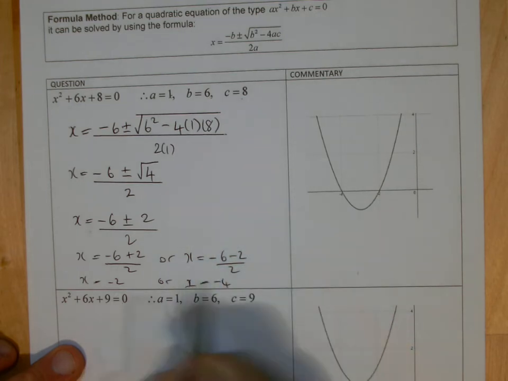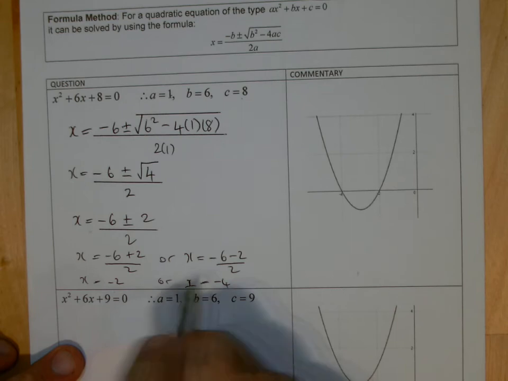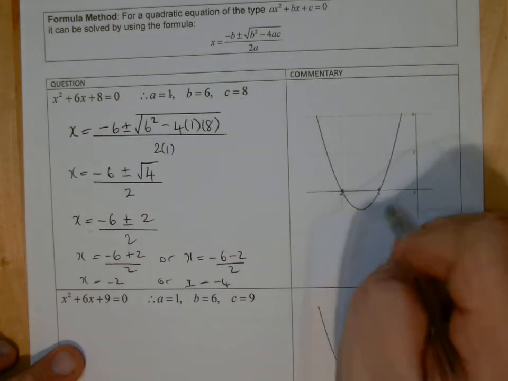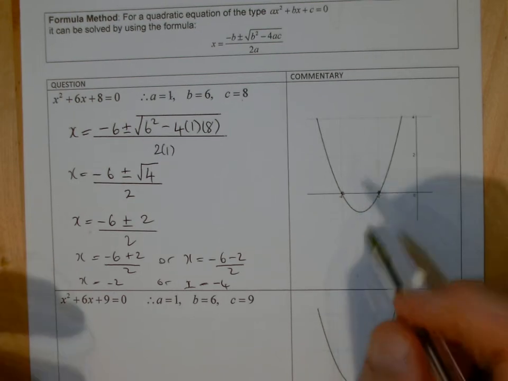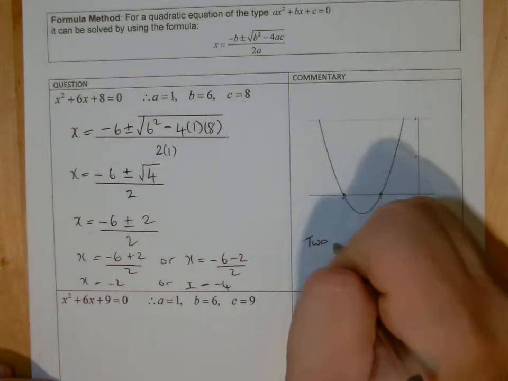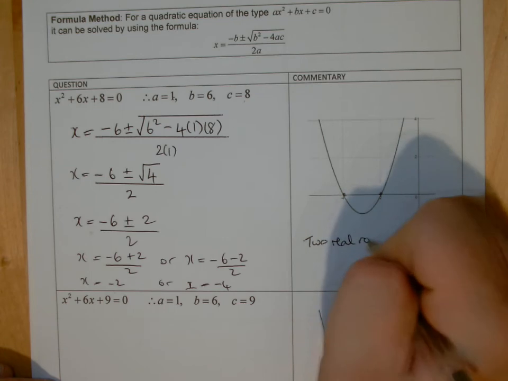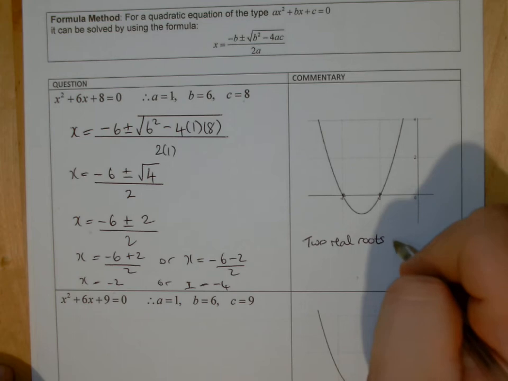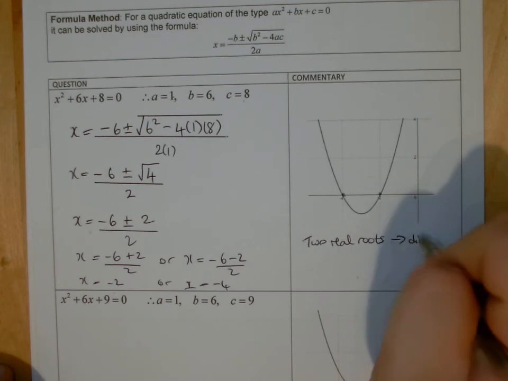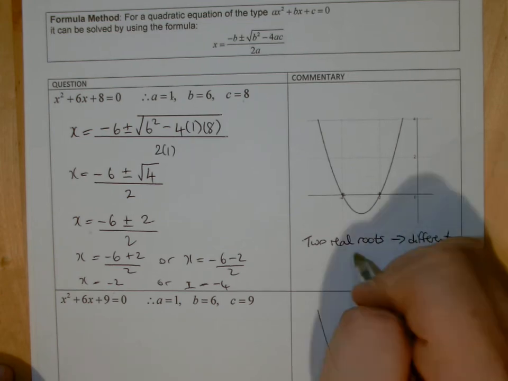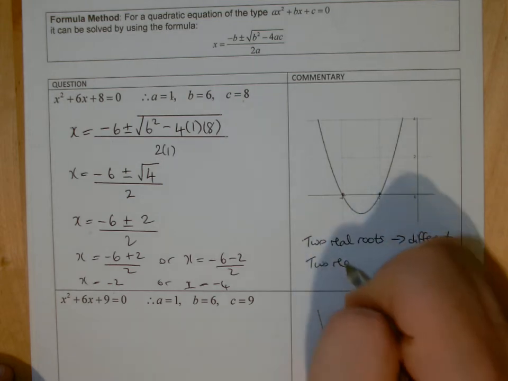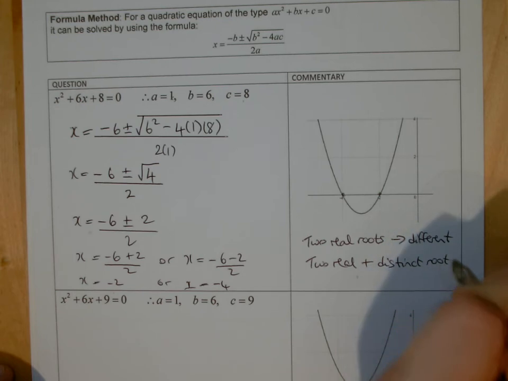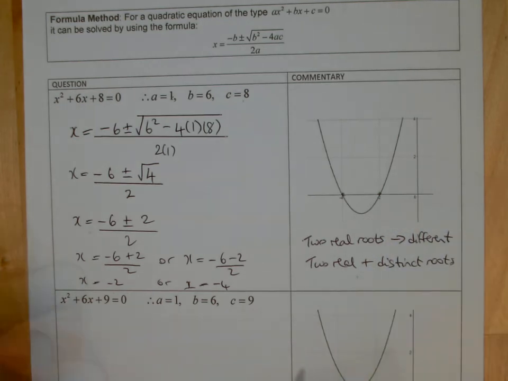Now what we've got here is two roots, and they are different. You can see it drawn on this graph. So we've got two roots, and what we say is we've got two real roots. It's important to recognize that these are real numbers, so you've got to use that word real. Two real roots, but they're also distinct, they are different, they are not the same. So ultimately we say two real and distinct roots. Distinct just means different.